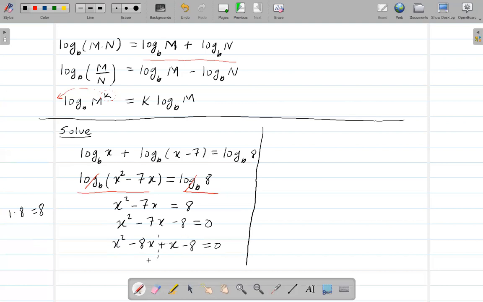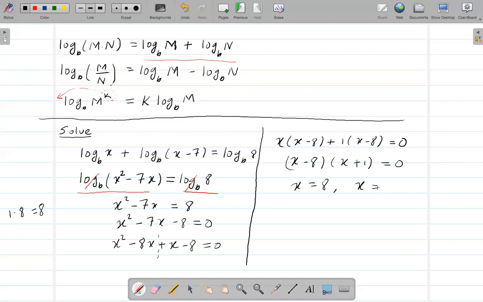And then I can split this into two parts. From the first part, x squared minus 8x, I can factor out x. The remaining terms are x minus 8. From the other two, I don't have anything common, so I can factor out just 1, because 1 doesn't make any difference. Now from these two, I can factor out x minus 8, and the remaining terms are x plus 1, equal to 0. So that means x is equal to positive 8, x is equal to negative 1.